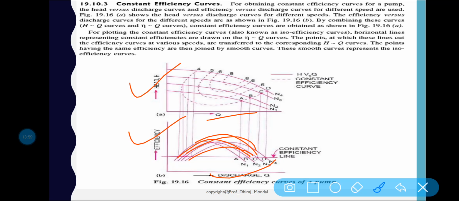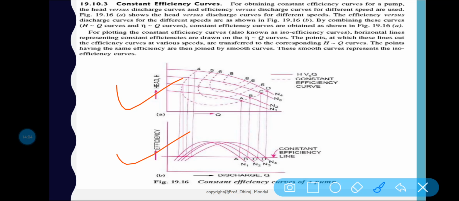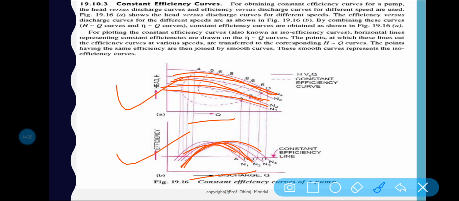So in this figure you can easily see the behavior of that particular pump when A, B, C, D are different speeds. You can see these loci. If you increase the discharge, the efficiency increases, then it decreases. Now if I just increase the discharge, see what is happening: the head is in decreasing order for different speeds. If you are increasing the speed, then you can see these are the plots.